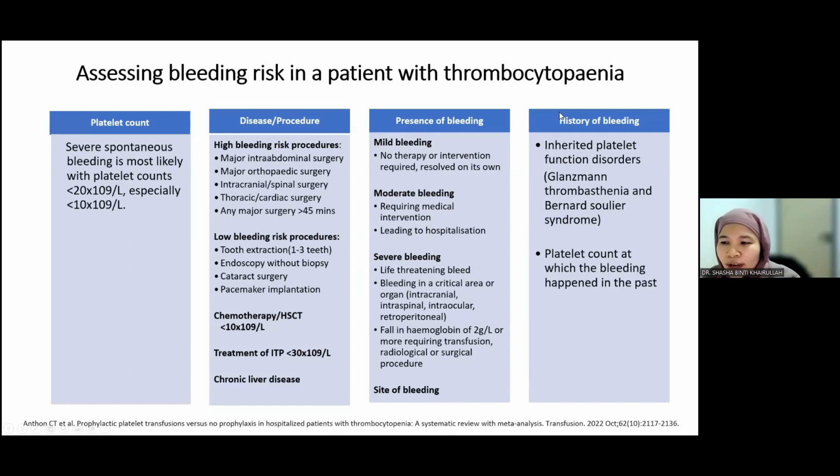Lastly, I'll look at whether there's a history of bleeding before, and this is mainly relating to inherited platelet function disorders or hematological conditions. And I will look at the platelet count at which the bleeding happened in the past. That would be important.